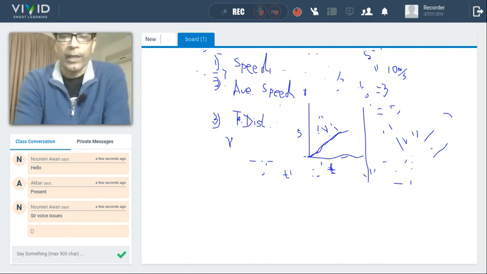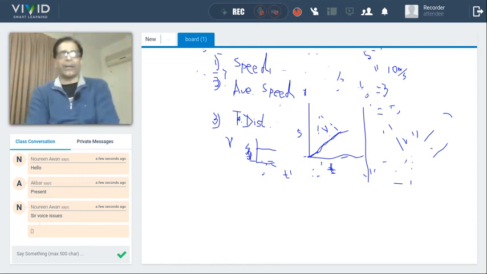Suppose you have a graph in which the speed is shown like this. Then what do you understand by this in a distance time graph? It's very simple. If the distance is not covered, it means that the object is at rest, right? So any horizontal line that is parallel to the ground represents that there is no distance covered.